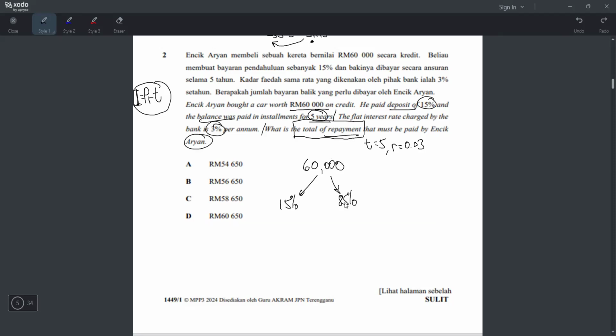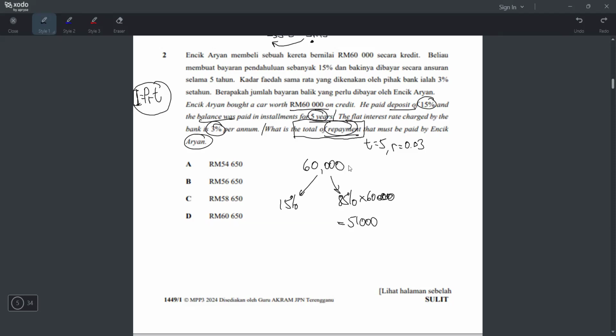Okay, first let's take 85% times 60,000, right? So 85% times 60,000. Okay, you will get the answer here. Let's use calculator. Okay, my calculator gives me 51K. So 51K is the amount you go and pinjam from the bank. But when you repay to the bank, you don't repay just this amount. No, when you repay, you will repay more.